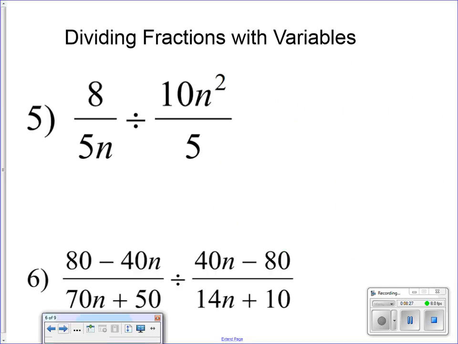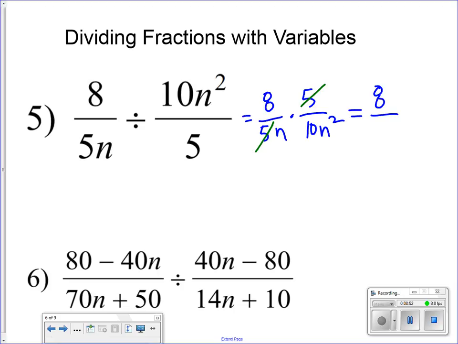All right, so here we are with some variables. So we have 8 over 5n divided by 10n squared over 5. We're going to rewrite it as a multiplication problem. And before I even do the multiplication, I notice I have a factor of 5 in the numerator and the denominator that will factor out. Save myself some time. And I see that 8 and 10 have a GCF of 2 that factors out. So there's my simplified answer.